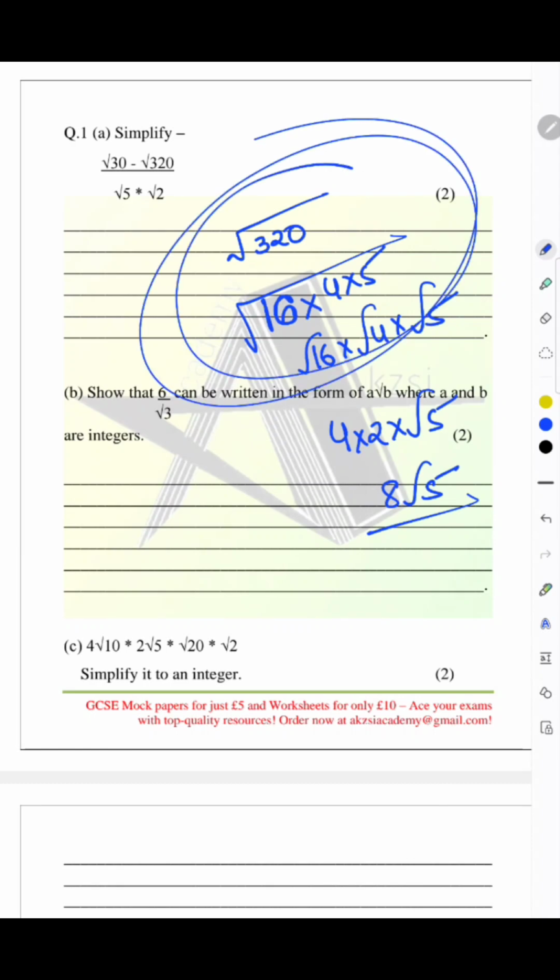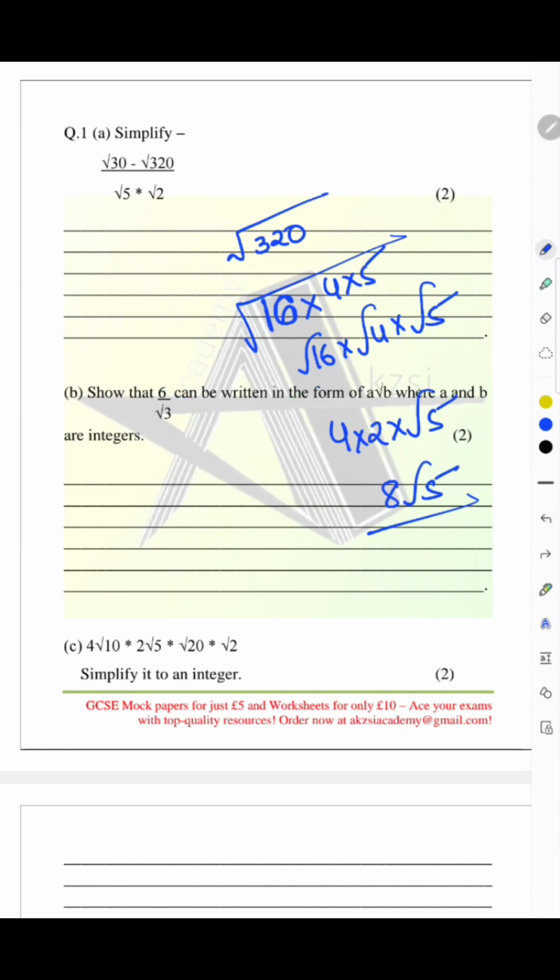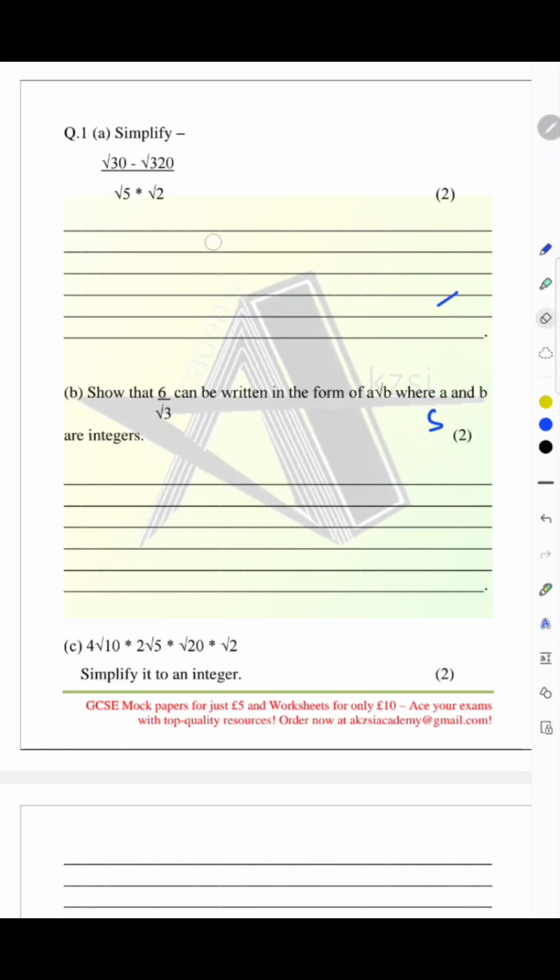This method is very easy once you have solved a few questions and can find that number. If you're very new to it, I would suggest the prime factorization method, the factor tree. Just find all the factors, then find the pairs and you'll get the answer. So root 320 can be written as 8 root 5.